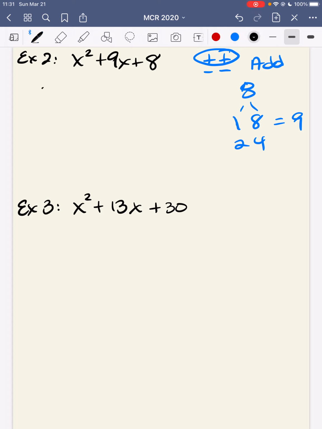Go ahead and set up my 2 binomials. Put my x's in the front. Put my 8 and my 1 wherever I would like. And put my pluses in. And I should be able to FOIL this and get back where I started.